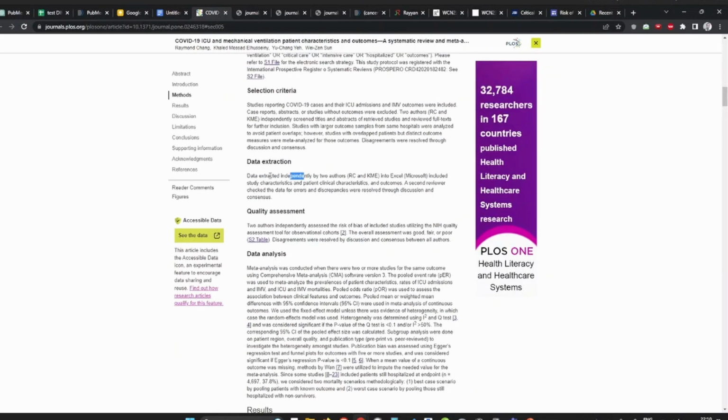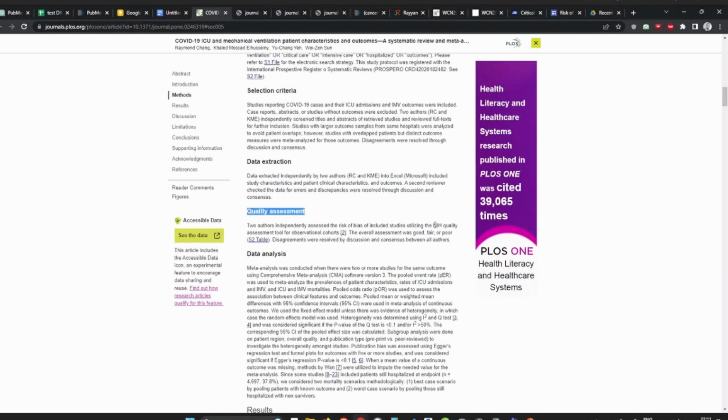Two authors independently extracted data to prevent bias. There's an Excel sheet, and they're putting everything into Excel. They're building the data sheet, the extraction sheet, which I showed you before, with the borders and the patients. It's the same thing. After that, they will do the quality appraisal.